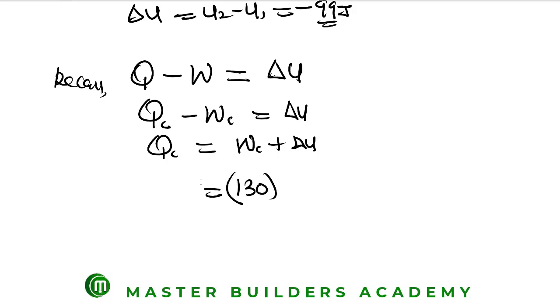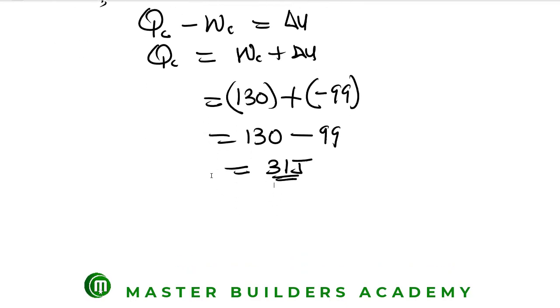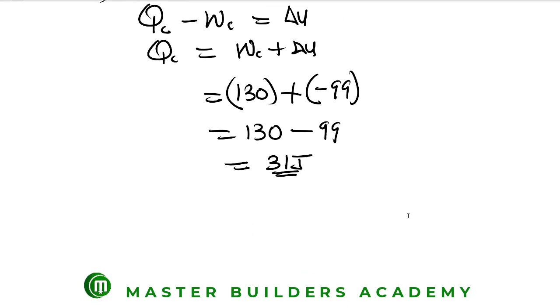You can decide to use brackets. Then plus the value for this, which is 99, negative, right? And then if we clear off the bracket, we have 130 minus 99. If we remove 99 from 130, we have 31 joules. Don't forget that this is the unit that we're given. So guys, it's as simple as what you can see here.